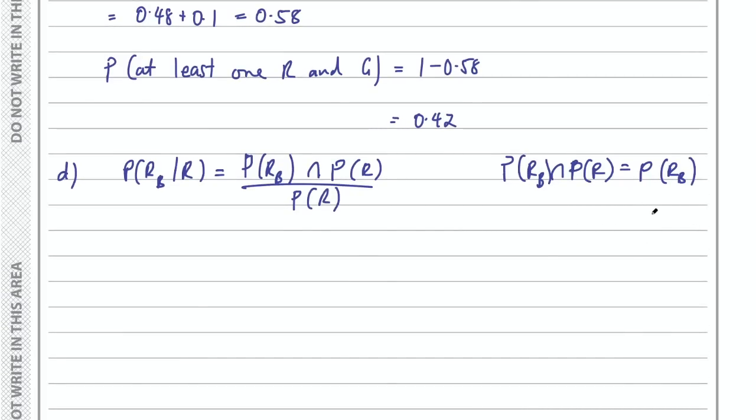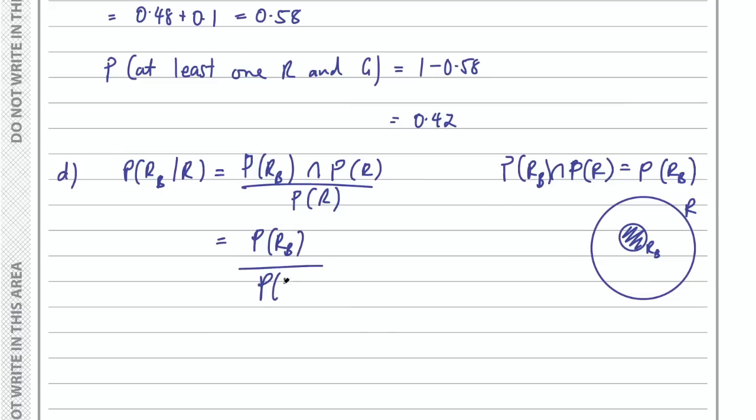If you're thinking about this in terms of a Venn diagram, we'd have the set of red marbles, and then inside that we have the set of red marbles in bag B. So that intersection is just this set here. That's my way of explaining the fact that the intersection of those two things is just equal to the probability of the red marble from bag B. So therefore the probability of a red marble from bag B, given that the marble is red, is the probability of the red marble from bag B divided by the probability of picking a red marble.